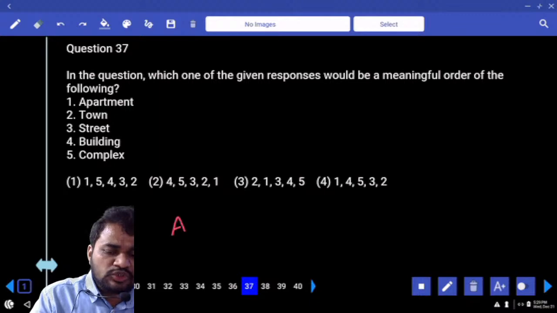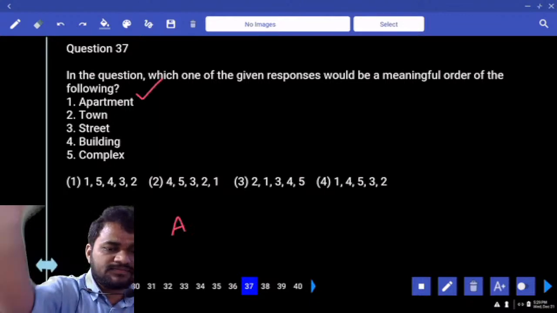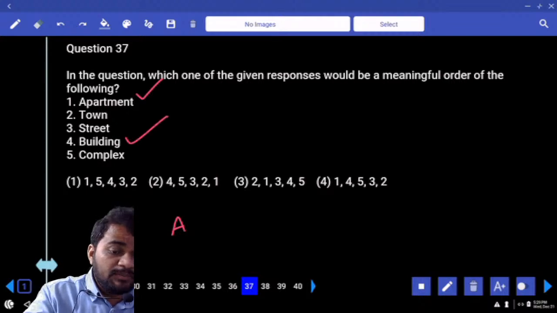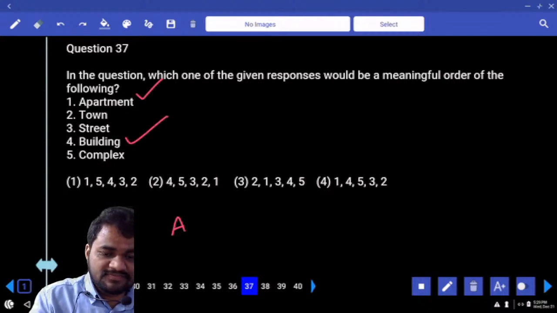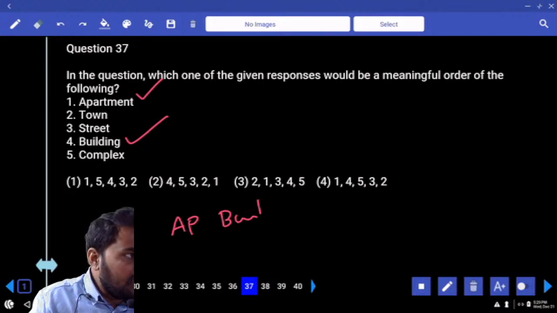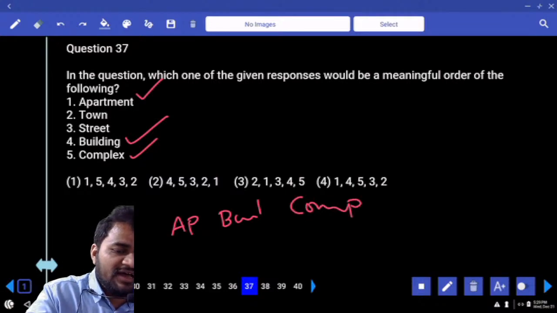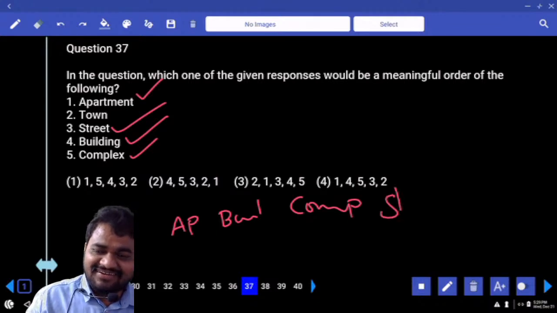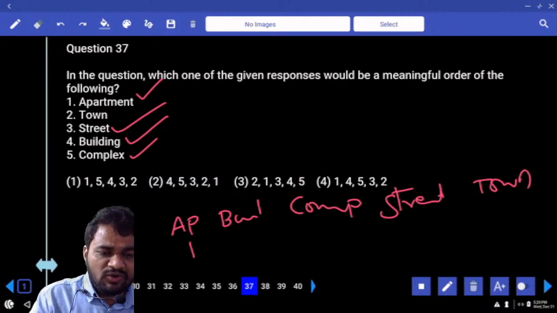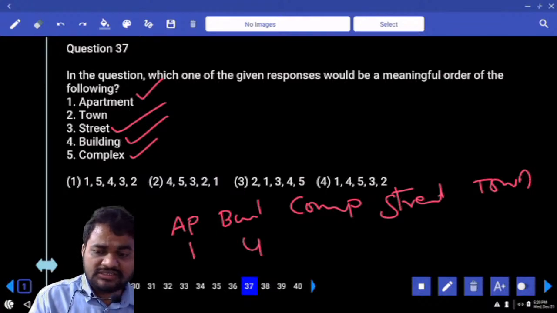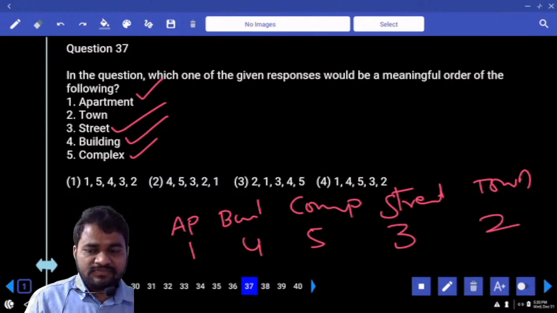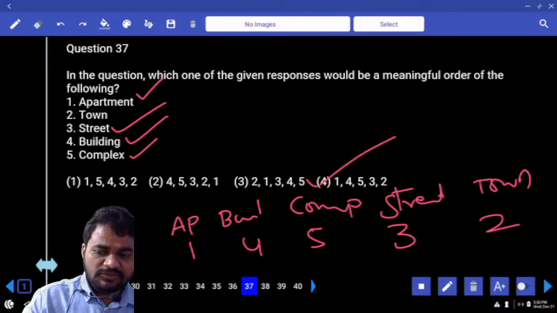Few apartments together we call as building. Apartments few together are called as building. Few buildings are called as complex. Complexes together make a street. Next, town. So now apartment 1, building 4, complex 5, street 3, town 2. Option 1, 4, 5, 3, 2 is option 4.